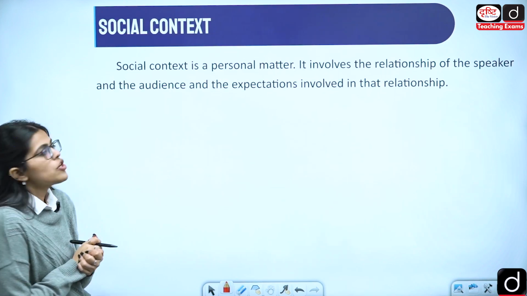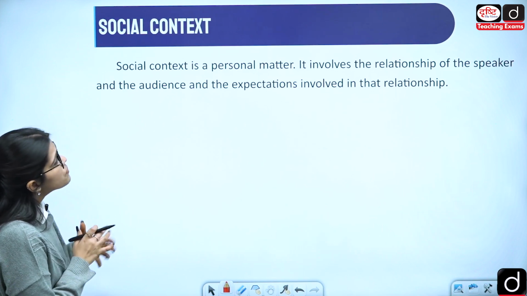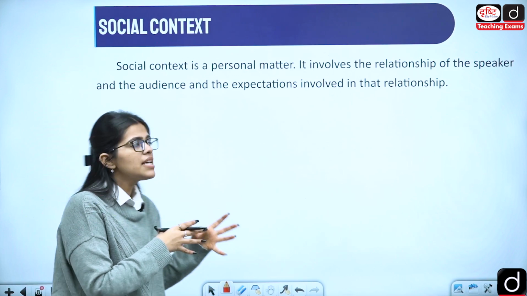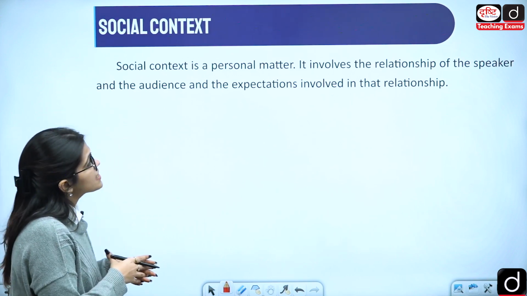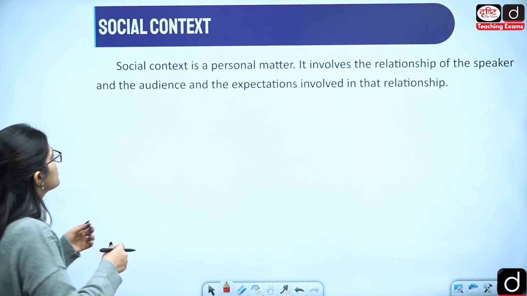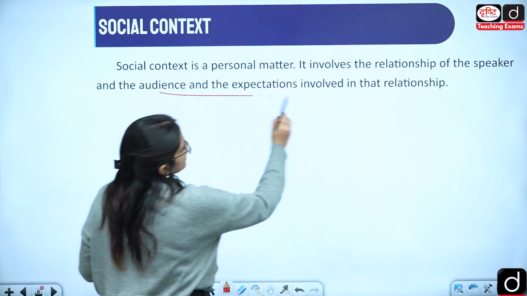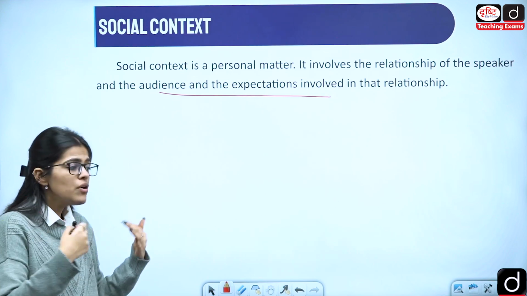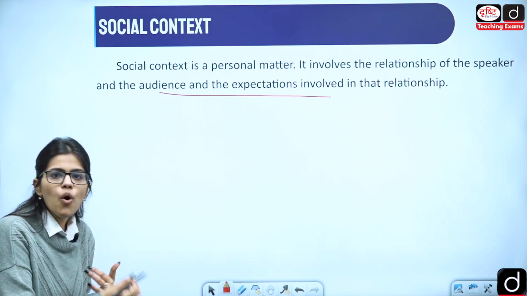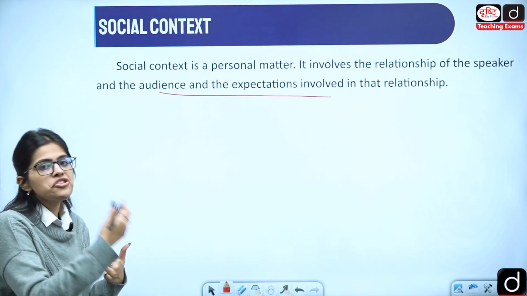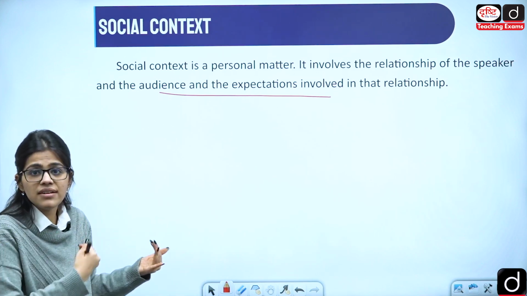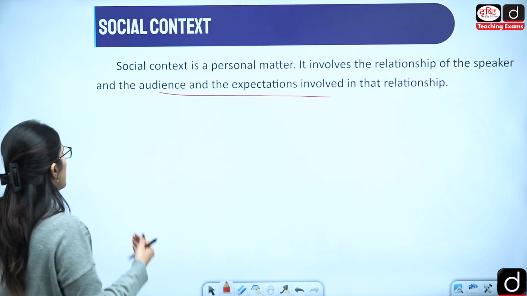Then comes the social context. The social context is a personal matter of that person. When they are talking about their personal matters, it becomes the social context. It involves the relationship of the speaker with the audience and the expectations involved in that relationship. If you're talking to someone, there is a bond, a relationship that is maintained. And if you are talking about those personal matters and the relationship between you, that is the social context.